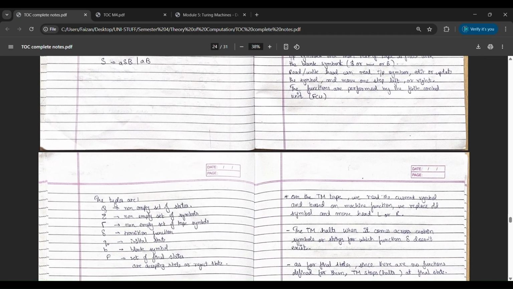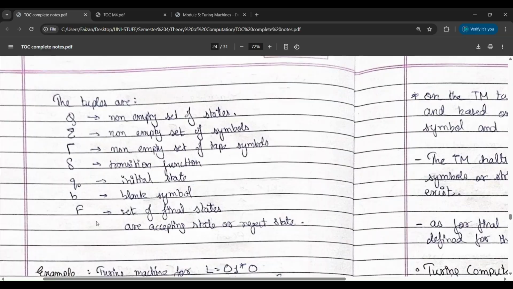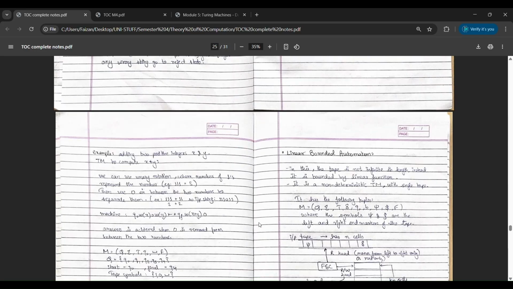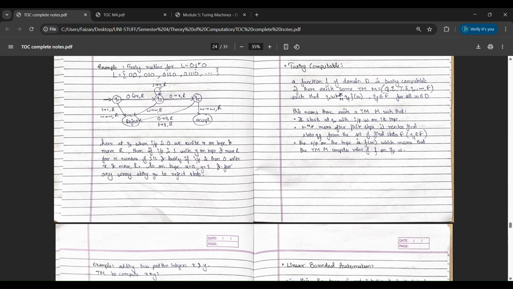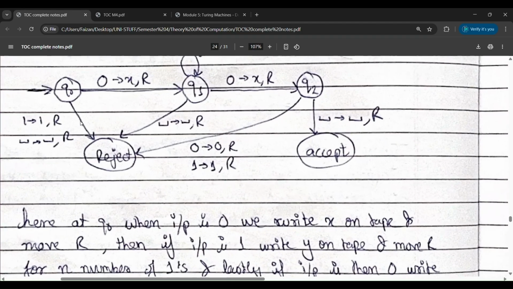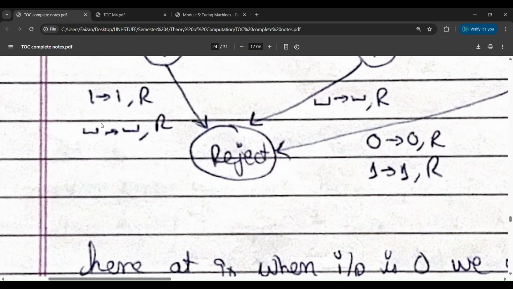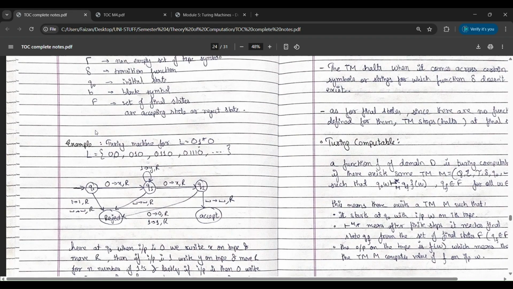The transition function is as follows for the Turing machine. Before we look at the transition function, I would recommend looking at the tuples. We have these tuples over here, where Q again is a set of non-empty states. You have the alphabet, and then you have the tau, which is a set of tape symbols. And then you have the transition function. You have the initial state. You have the blank symbol, and you have the set of final states. Final states are of two types: accepting or rejecting state. And the blank symbol that is used is this. It is kind of like the backspace sort of symbol. This is the symbol that is used to represent blank in the tape.